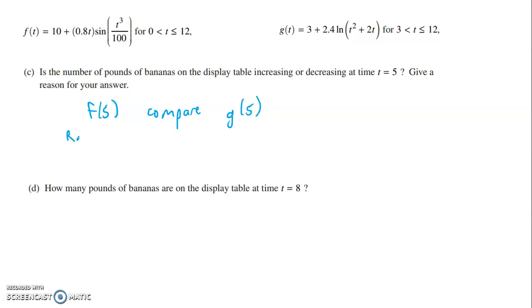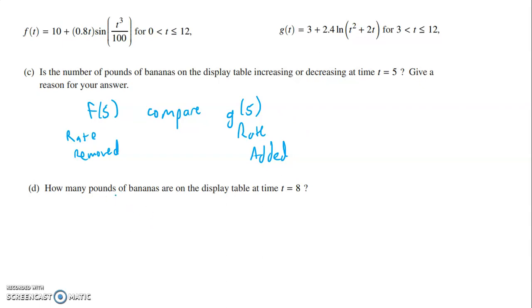So this is the rate being removed. This is the rate being added. If the rate added is more than the rate removed, then the number of bananas is increasing. If the rate removed is greater than the rate added, then the number is decreasing. And once we punch buttons on the calculator, we'll be able to answer that.